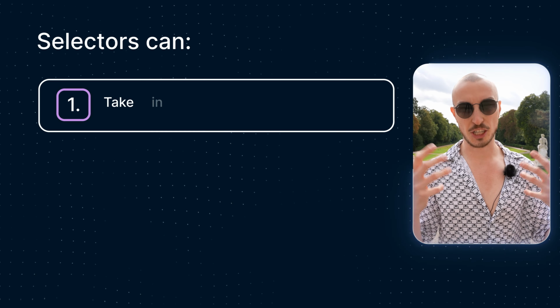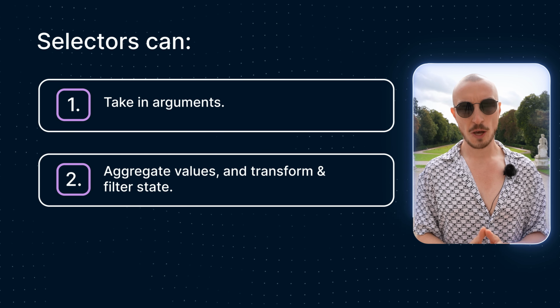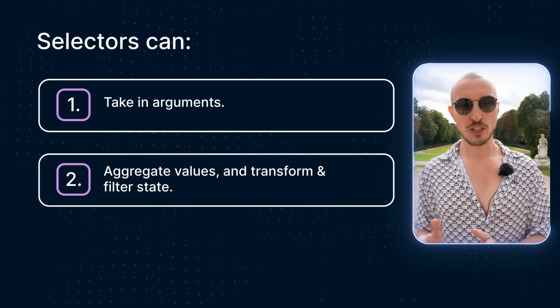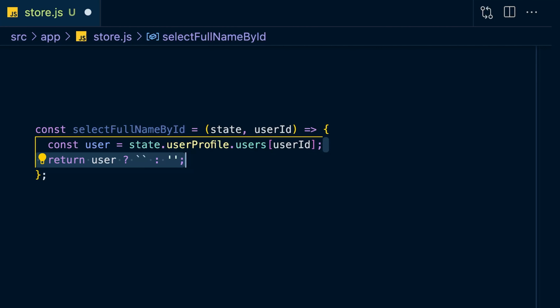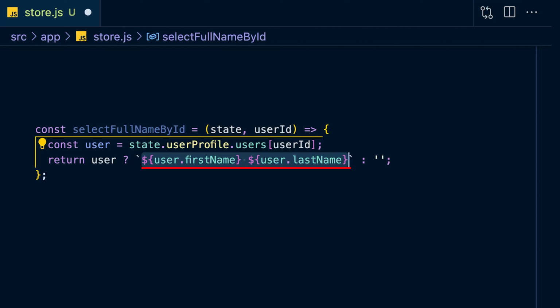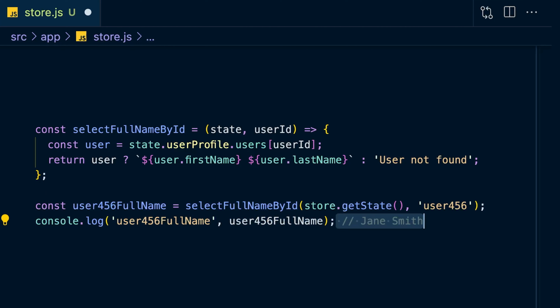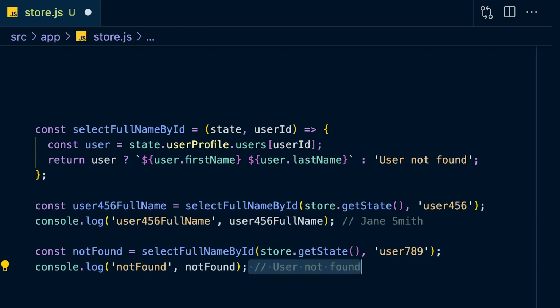Selectors can also take in arguments and aggregate values by computing values from your state, transforming it, and filtering it. Here's an example of a selector that both accepts a user ID as a parameter and derives the user's full name by combining their first and last names. If no user is found, it returns user not found, providing a meaningful default value. If you try to render a non-existent user's email, it will display user not found instead, which offers a better user experience than showing nothing or causing your app to crash.